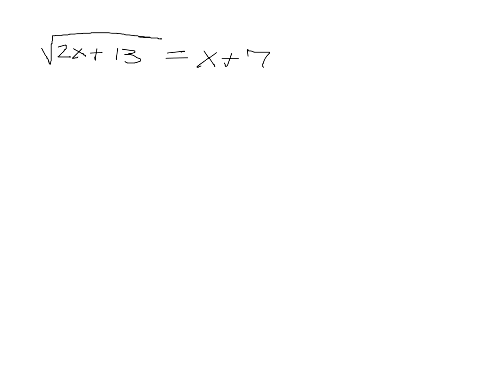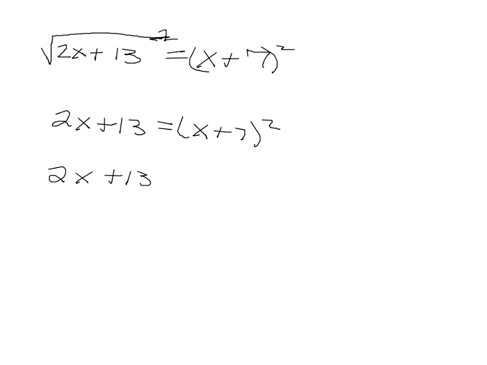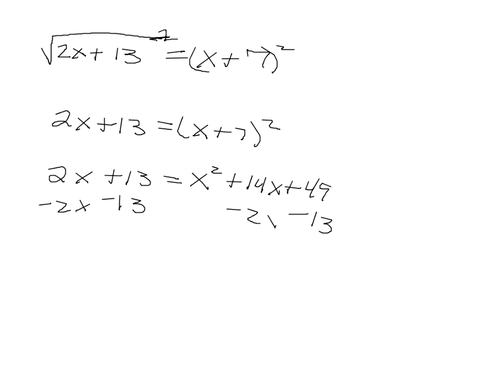Okay, so we're going to solve this equation. We square both sides. On the left side, we'll cancel the square root. So we get 2x plus 13 equals x plus 7 squared. So 2x plus 13 equals x squared plus 14x plus 49. We subtract 13 from both sides because we need to get everything on one side. And we have to get everything on one side because it's a quadratic.